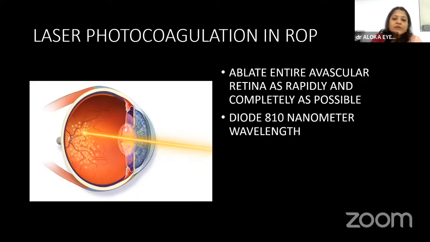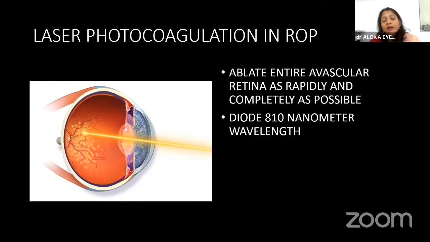What we need to do is ablate the entire avascular retina. Like I told you, there is a fight between this avascular, which is hungry retina, and the vascular, which is the developed retina. You have to kill the hungry here. And if you don't kill the hungry, the demand for vascularization is going to keep happening, and therefore the ROP is going to keep progressing, come what may. So ablating the entire avascular retina, not leaving any skip area, is your goal.